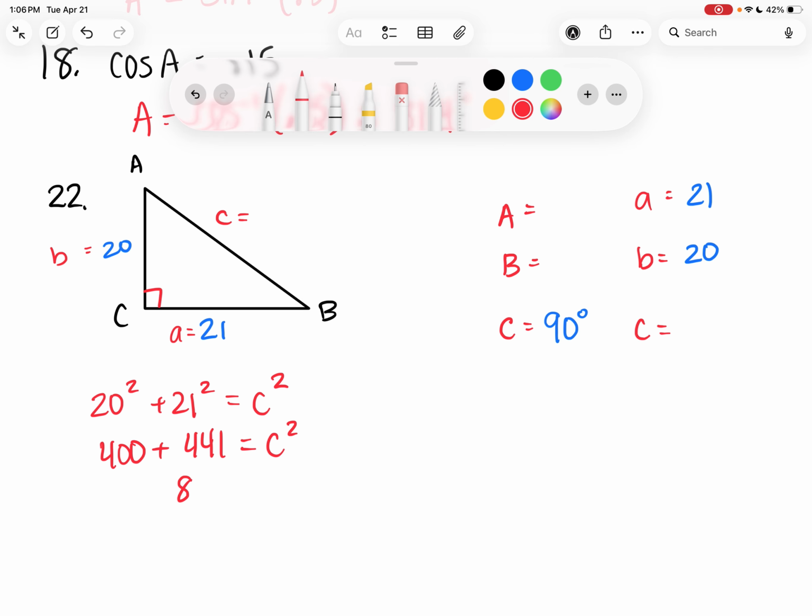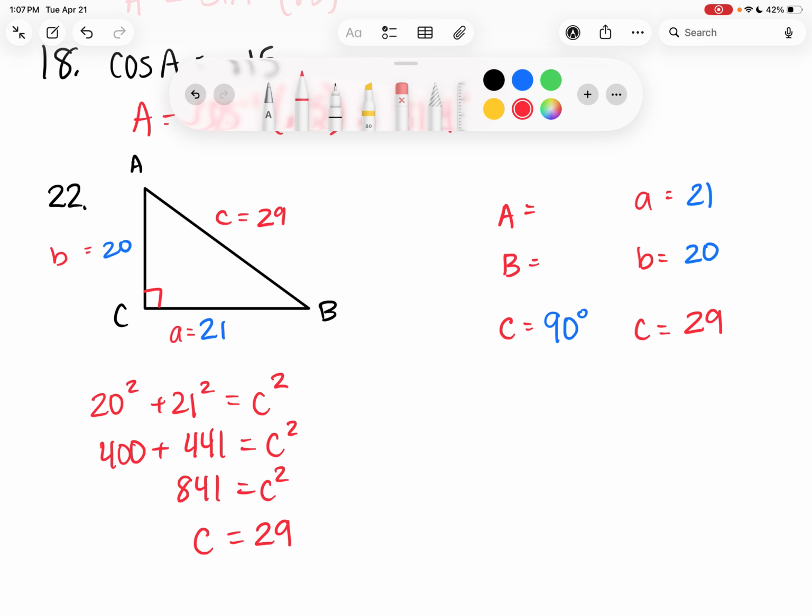So then that's 841 is equal to c squared. Take the square root of that. So that side is 29. So then I'll usually go up here and I'll write in that stuff. So now I need to solve for angle A and angle B.